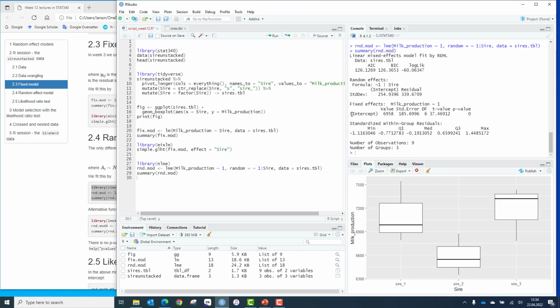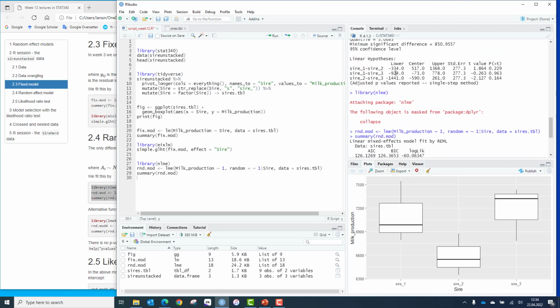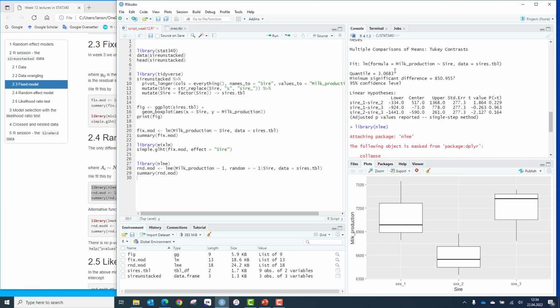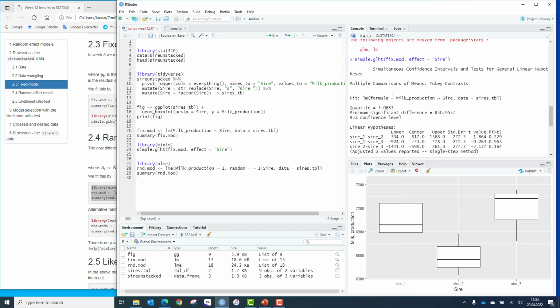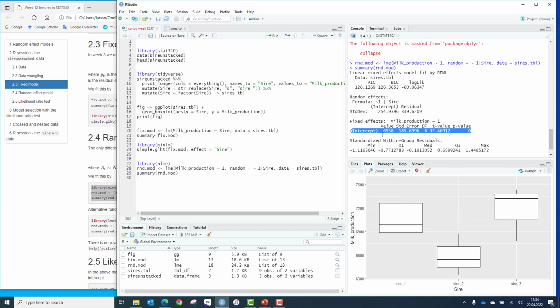And their only fixed effect is the intercept, which is perhaps not so interesting. Notice how this intercept is not the same as we got before, because the intercept we estimated in the fixed model was, of course, for one of the sires, but this is now for a sort of an average sire, right?